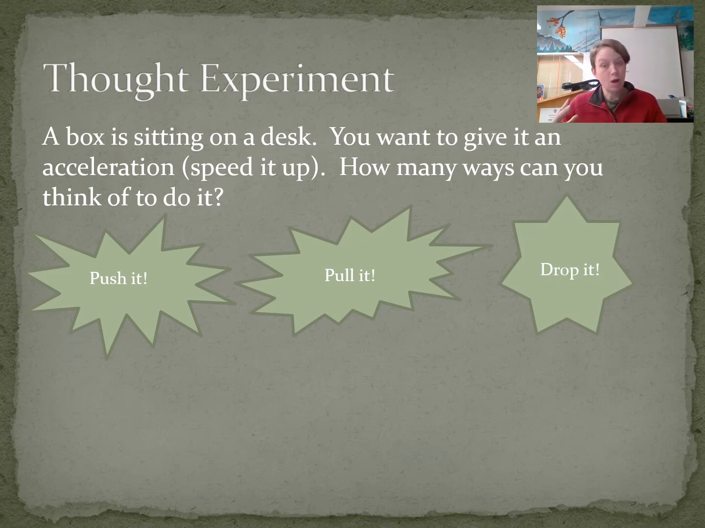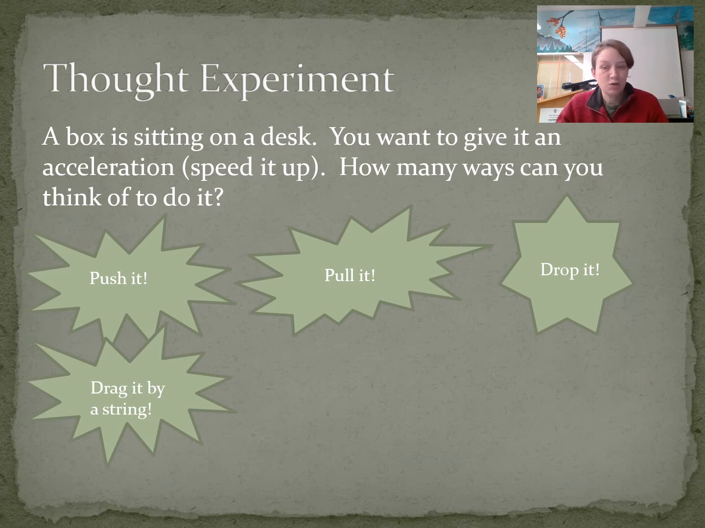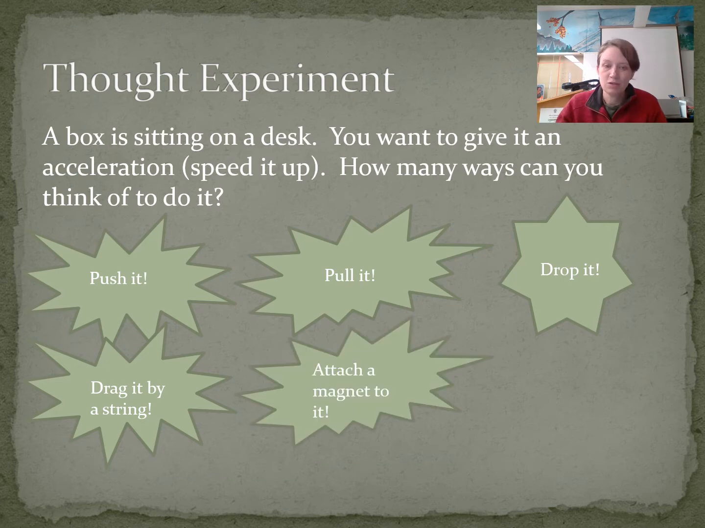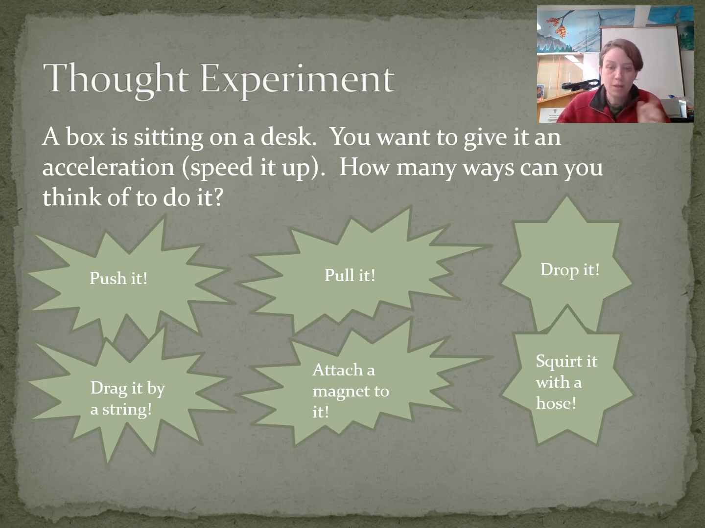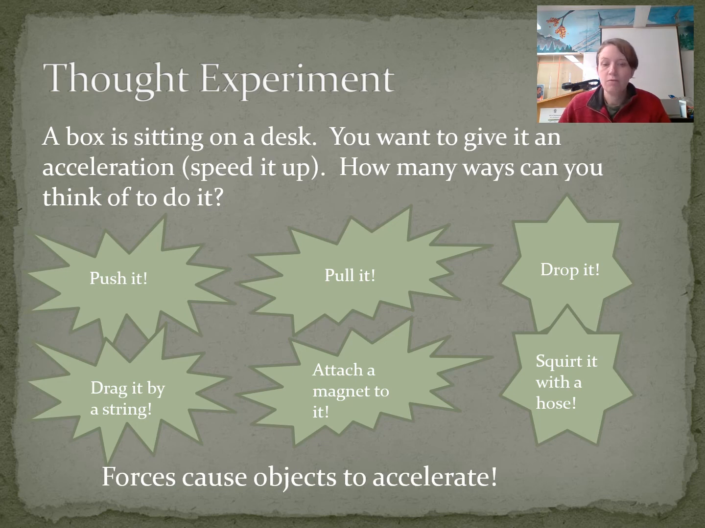I could pick it up and drop it, and it would change velocity as it falls. I could tie a string onto it and drag it, and that's going to cause it to change velocity because of the pull of the string. I could even attach a magnet to it or something crazy like squirt it with a fire hose. But all of those things have one thing in common, and that is that they are all forces. So we know what acceleration is. Force is how we get an object to accelerate. The force is like the cause of the acceleration, and the acceleration is the effect.